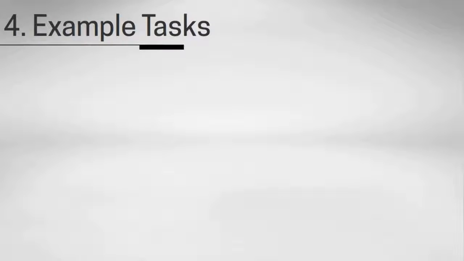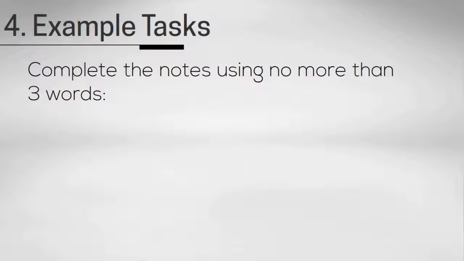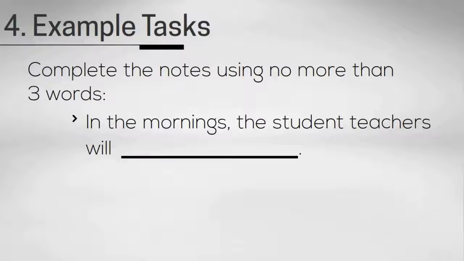Okay, let me give you some examples of some questions that you may be asked. Have a look at the first one. In the mornings, the student teachers will... Okay, we have to try to guess the missing words. Now, we don't know exactly what the speaker will say, but we can try to make a prediction. We know that because the question uses the word will, it should be followed by a verb. So we know it's a verb form, and we can have up to 3 words, so it could be verb and verb.